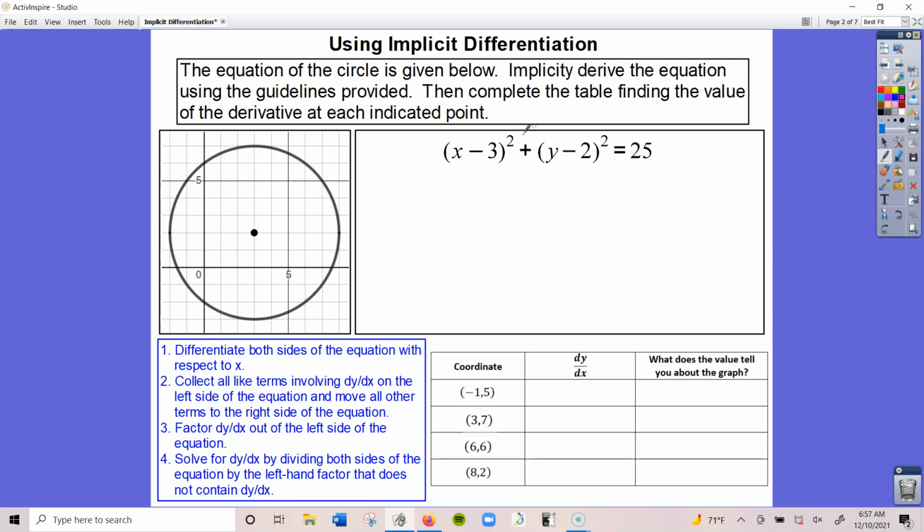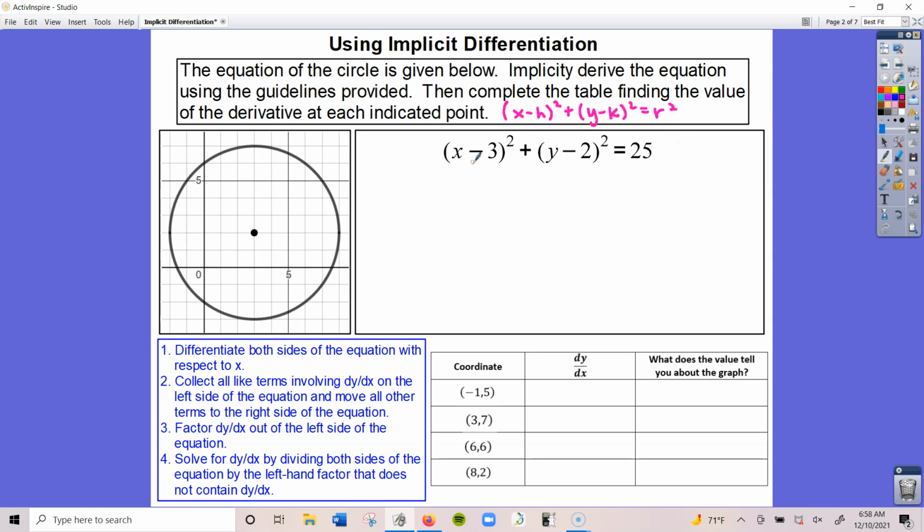And just so you know, the equation of a circle is (x - h)² + (y - k)² = r². The h and the k is the center of the circle. We can see that the center is at (3, 2), so that's why this is 3 and this is 2. And then the radius is 1, 2, 3, 4, 5. So if you square it, you get 25. So that's how you get the equation of a circle, just so you know.